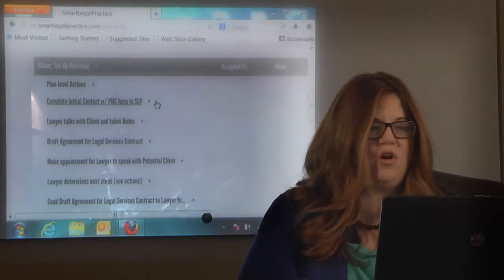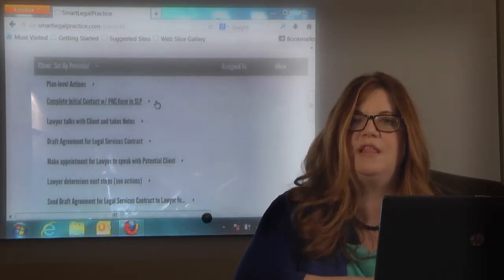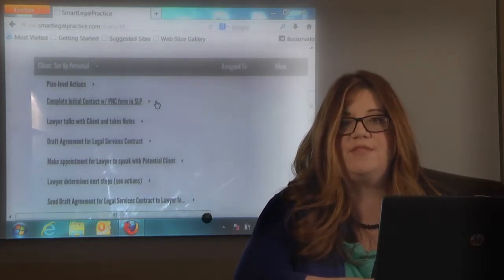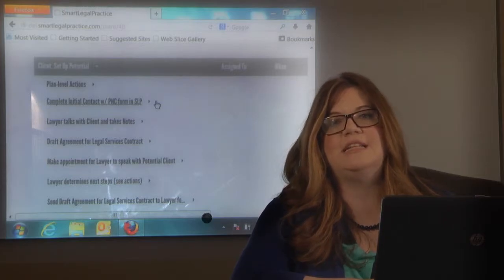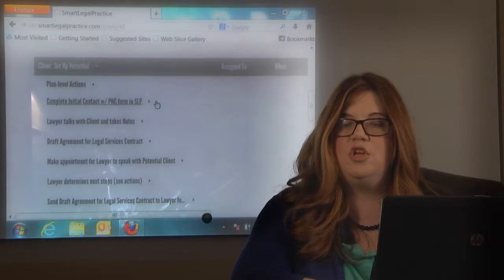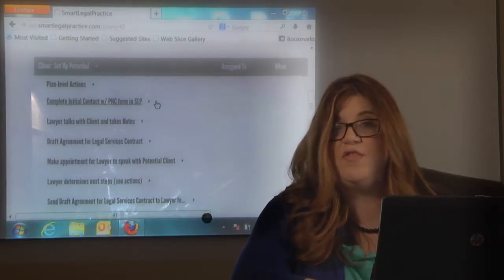So when somebody calls to our office, the first thing that we do is we fill out a potential client form. And that form is available to you on Smart Legal Practice. It is built in as a form that already has the fields and the questions. So you or whoever in your office takes that call can just fill it in.